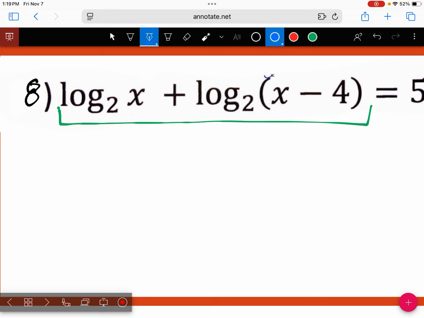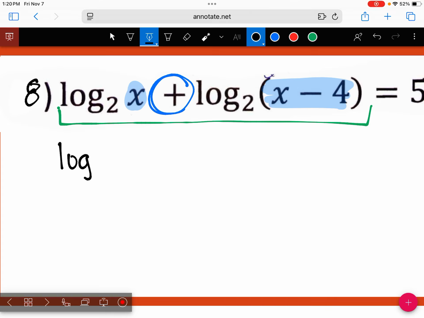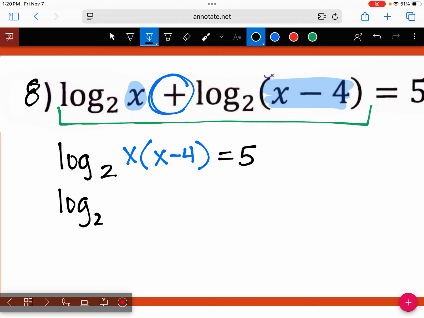So what did we learn yesterday? If you're adding, what do we do with these? These are my 2 arguments. Do I multiply them or make them a fraction? Multiply them. So we have log base 2, and then I have x times x minus 4. That equals 5.